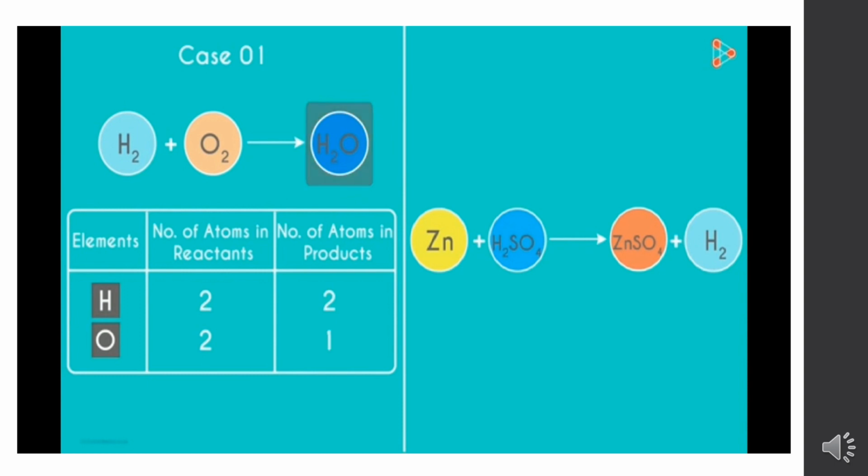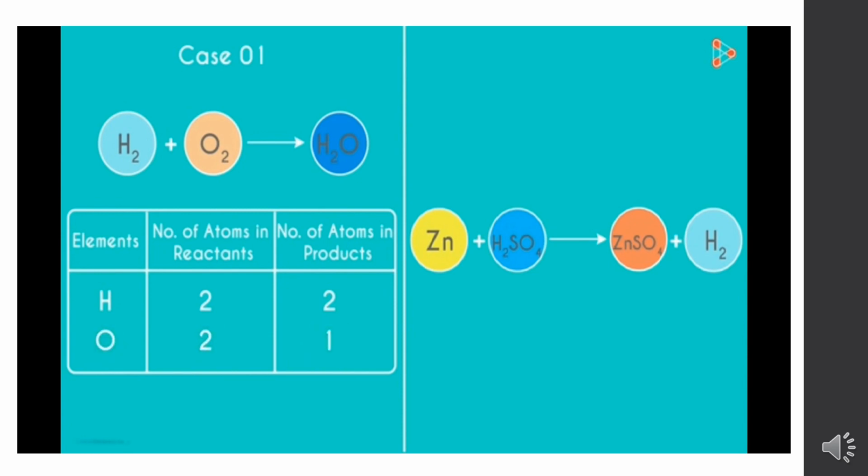On the reactant side, the number of atoms of hydrogen is 2 and the number of atoms of oxygen is also 2. Now, we look at the right hand side which has the product. How many atoms of hydrogen exist in the product? 2 hydrogen atoms. And how many oxygen atoms are present on the product side?